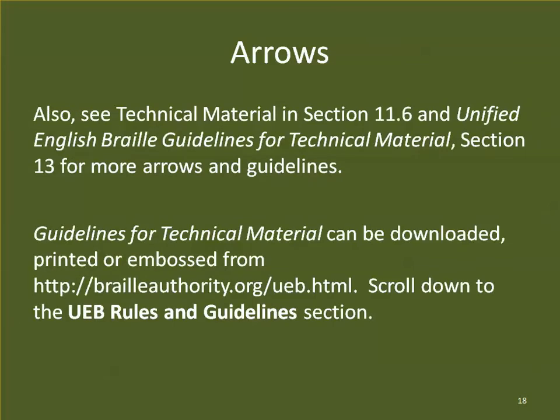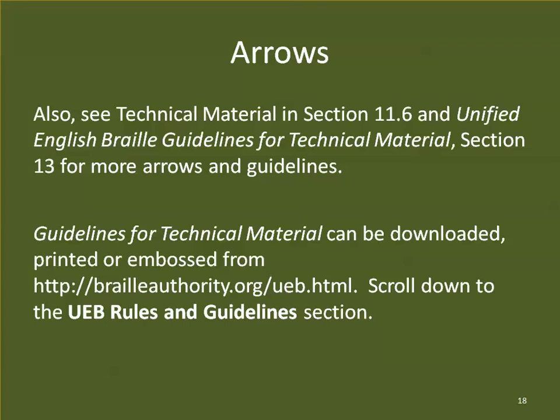Arrows are further discussed in technical material, which we'll be talking about in a later session. It's in section 11.6 in the rulebook, and also the volume called Unified English Braille Guidelines for Technical Material, section 13. Actually, they call it a part in technical material, part 13, for more arrows and guidelines. So remember that there is another volume to the UEB code. There's the rulebook that we've been looking at extensively throughout this course to this point.